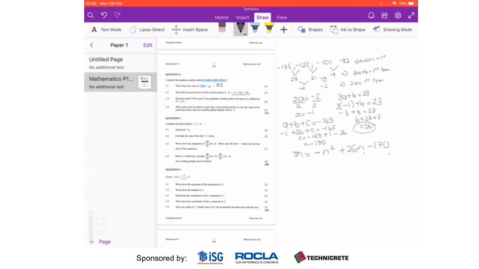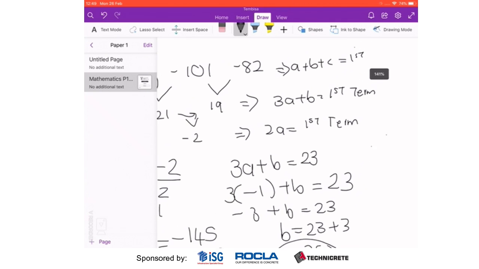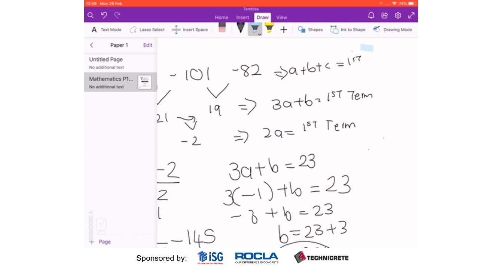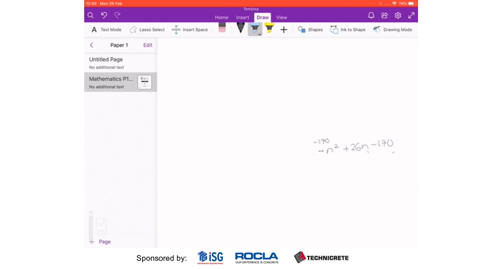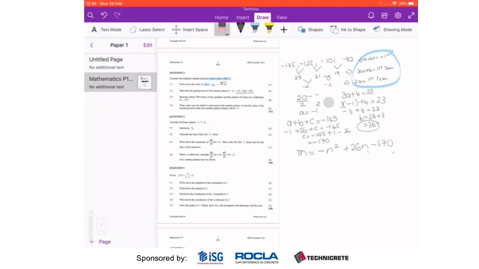I think the most important thing here is knowing these formulas: the first difference, second difference, and the third difference. That's very important. Okay, so I'm going to just erase our calculations, but I'm going to keep the formula.